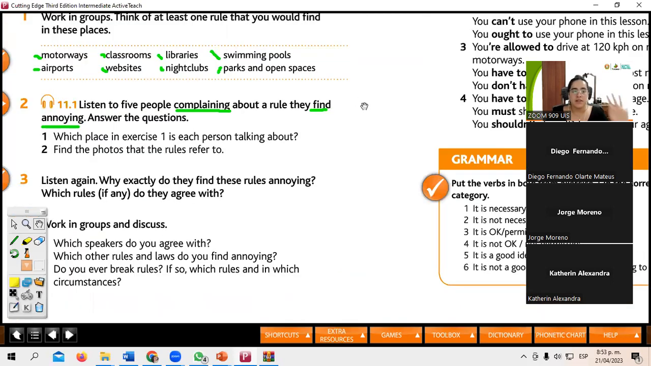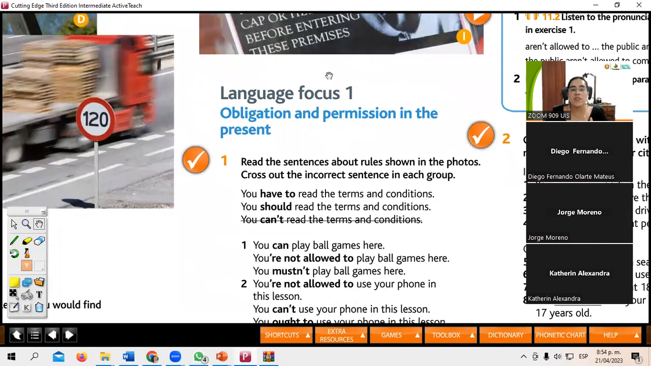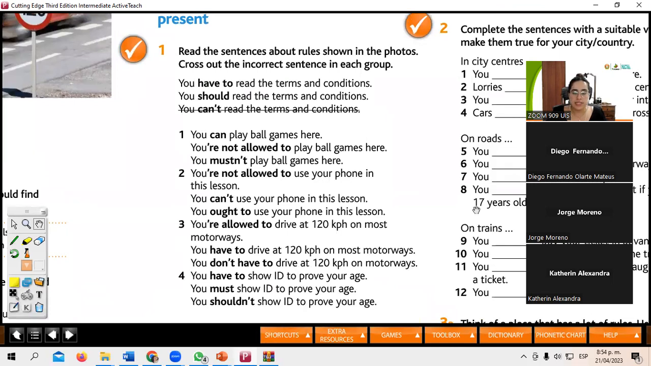All right, guys, we are done with the listening part. Let's take a look at the language focus, or the grammatical part, which is for obligation and permission, okay? So here we have a set of rules, and you're going to cross out, so mark, the incorrect sentence in each group. 1, 2, 3, 4. Okay?